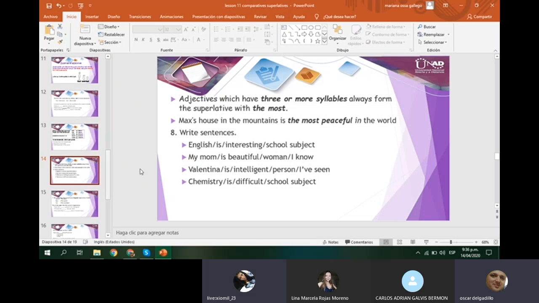We don't have to use than in these sentences. We use than in comparative sentences, but in superlative sentences, we don't use than, okay? Valentina is the most intelligent person I've seen. Can you repeat? Valentina is the most intelligent person I've seen.